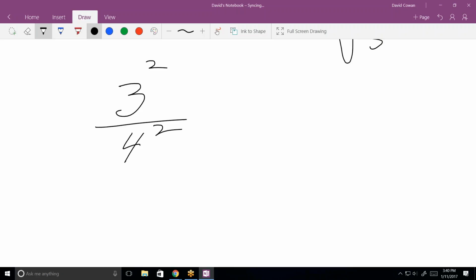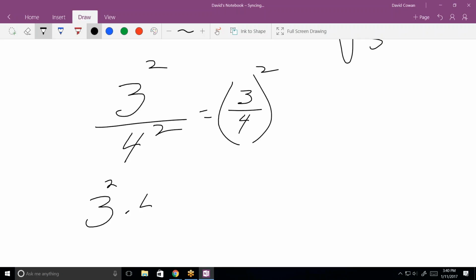In other words, here we have different bases, but the same exponent. So what's that equal to? Without doing the math, what it's really equal to is 3/4 squared. Those two things mean the same. Same thing as if I have 3 squared times 4 squared. Again, different bases, but the same exponent, so I can multiply the bases and I end up with 12 squared.